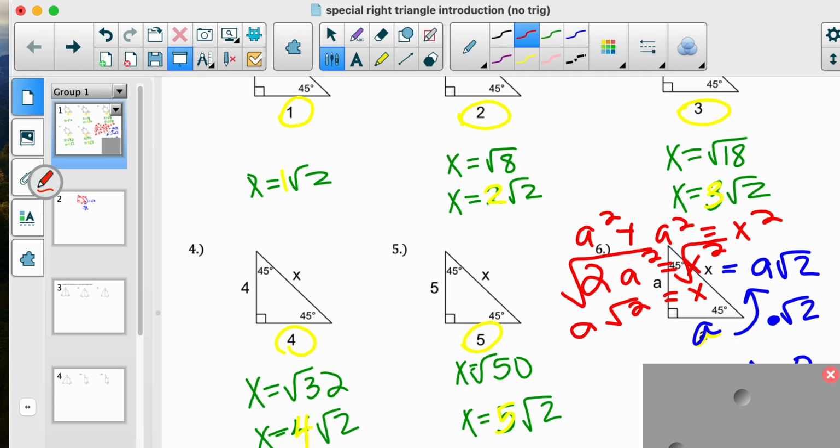So multiplying by square root of 2 takes us from the leg to the hypotenuse. If I give you the hypotenuse, and you want to go backwards to the leg, what do you think you would do?